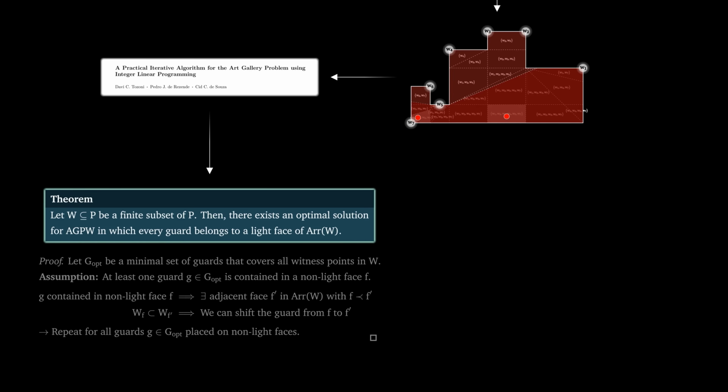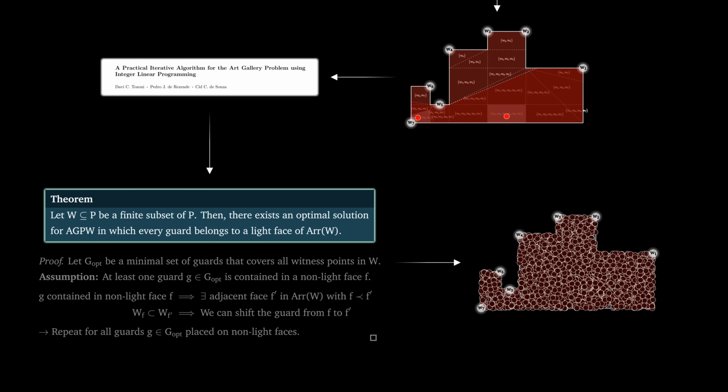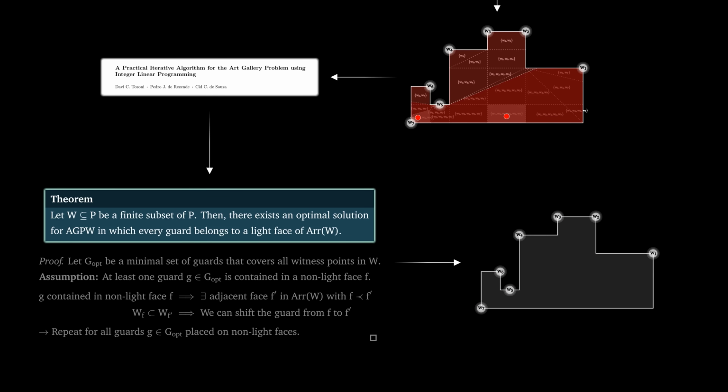This theorem has a significant impact on solving the art gallery problem with witnesses. In general, the optimization problem AGPW would require covering all witness points while considering all infinitely many possible guard positions in the polygon, which is practically unsolvable. However, thanks to this theorem, we can restrict ourselves to possible guard positions in the light faces of the arrangements defined by the witnesses. But since there are still infinitely many possible positions within these faces, one might think that this does not really offer an improvement.